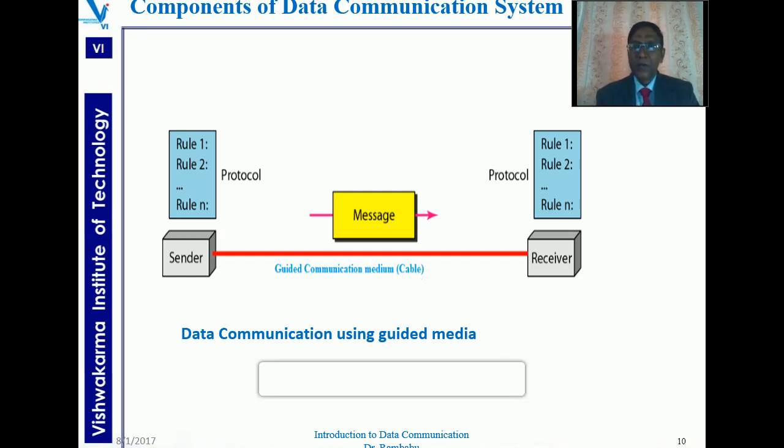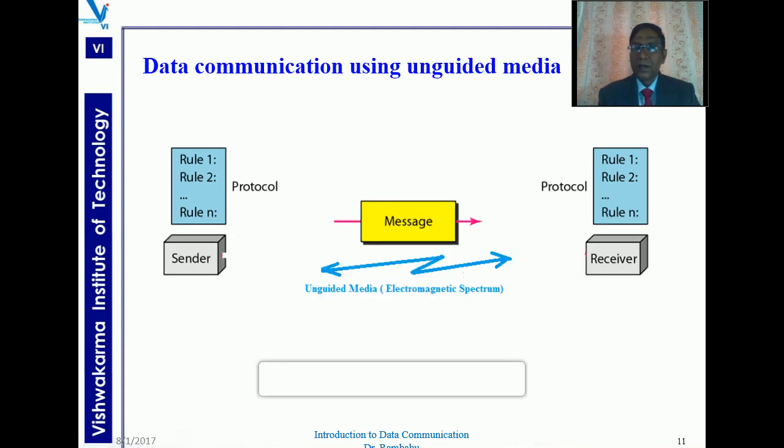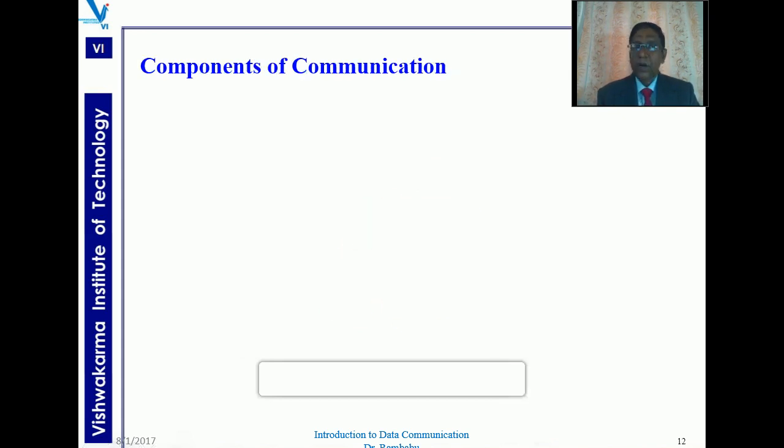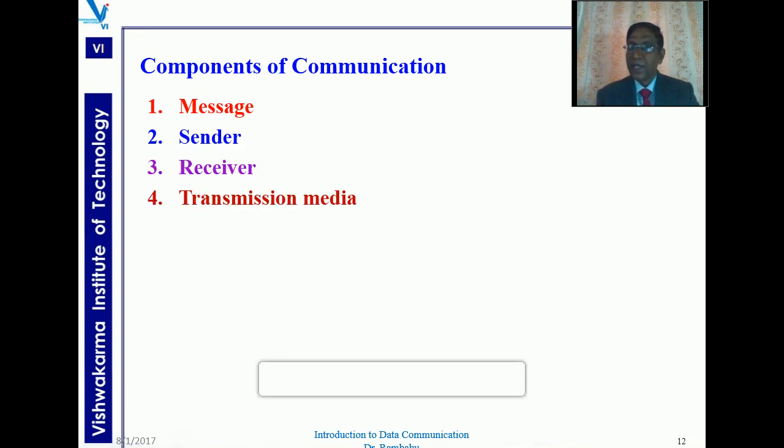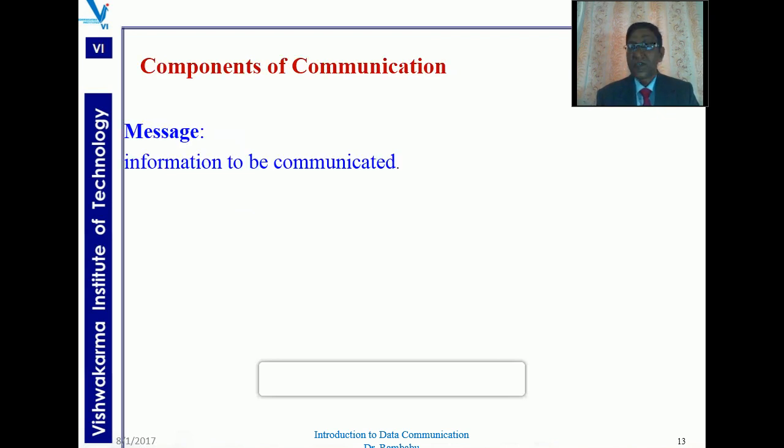In this diagram you can see data communication using guided media. So this is the guided media. Here you can see the sender is there, receiver is there, message is there, protocols are there. In the other diagram, the media is an unguided media, that is the electromagnetic spectrum. The components of communication are message, sender, receiver, transmission media and protocol.